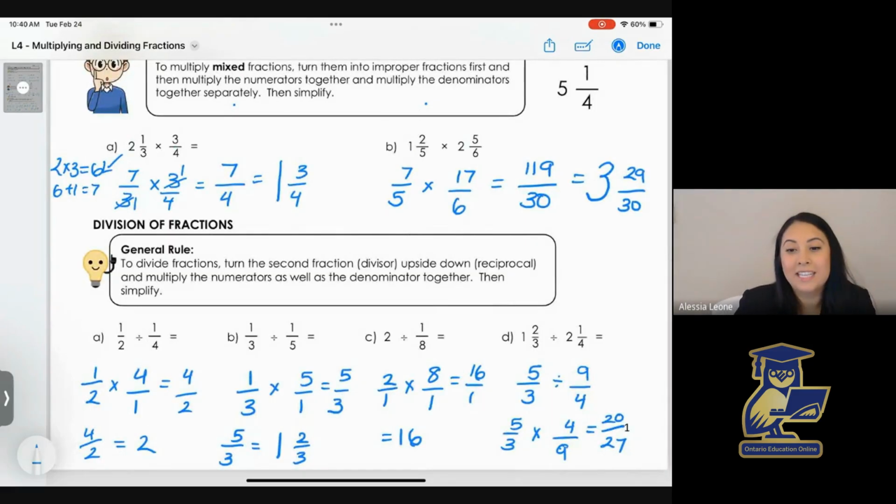So that brings us to the end of our multiplication and division handout. So now you can review this and then feel free to start your homework handout. Good luck.